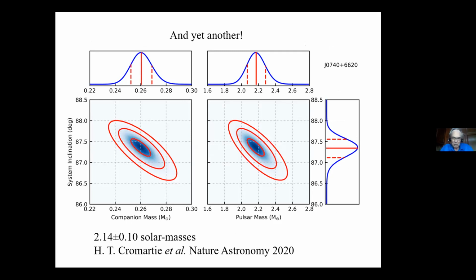And this one shows a 2.14 plus or minus 0.1 solar mass neutron star. So we have at least 2 neutron stars that are 2 to 2.1 solar masses and one which is very close to it.